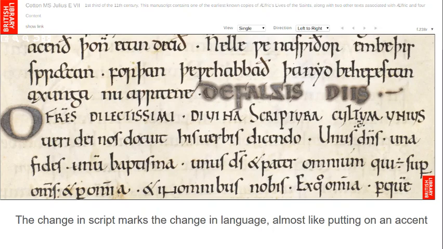Here is another one where the top bit is Old English and then the bottom bit is Latin, and you don't even need to really read it because it looks different on the page. The aspect of it just shouts at you that this is a different language all of a sudden. Again, like putting on an accent. It's quite interesting.